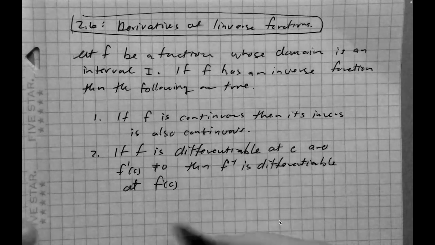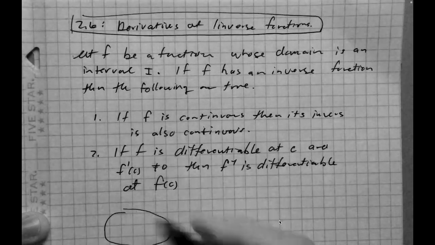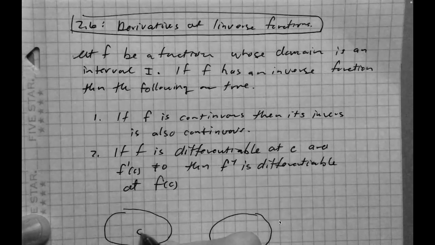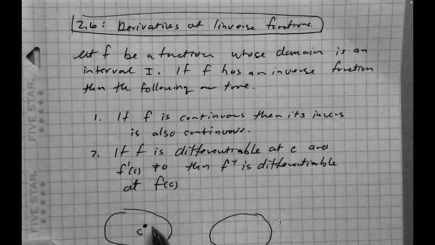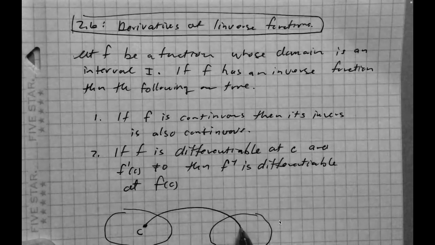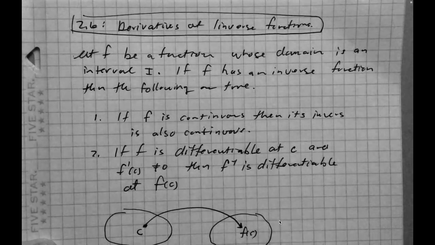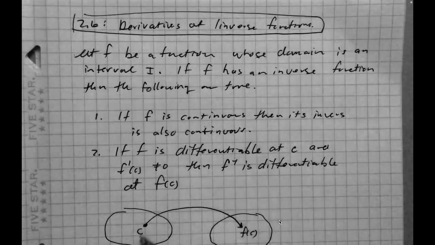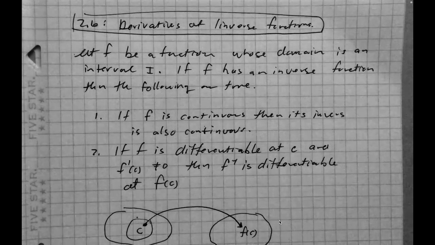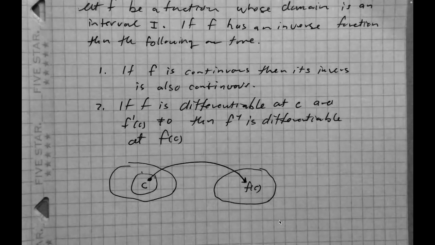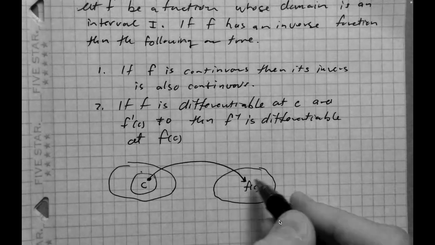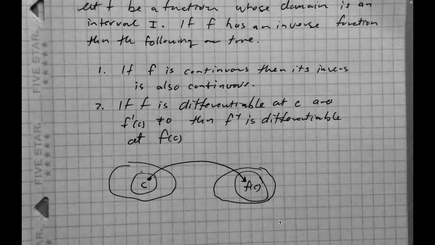Okay, so keep in mind the idea here, right? You've basically got two domains here. So you've got some point c, and it maps over to f of c. So if f is differentiable at c, meaning over here f is differentiable, and if that derivative is non-zero, then the inverse function is differentiable at f of c.